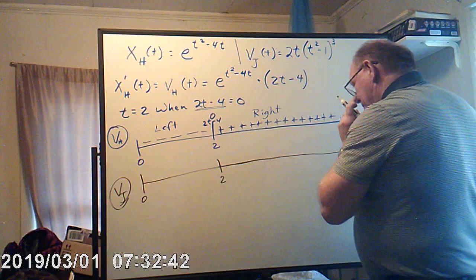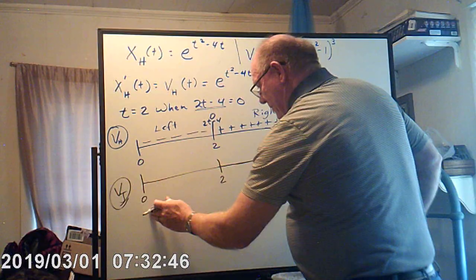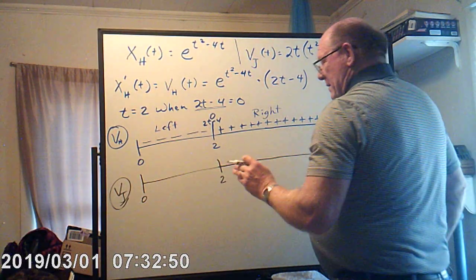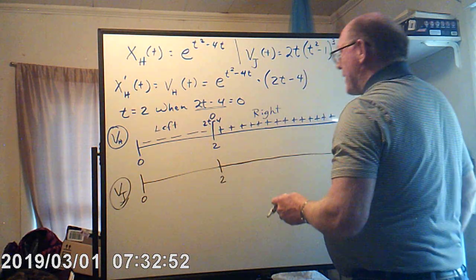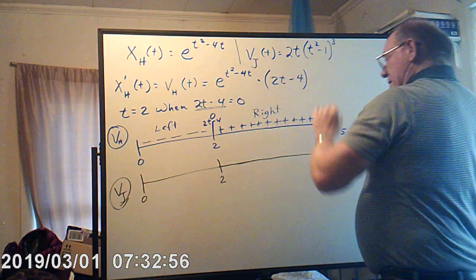All right, there it is. Not gonna look pretty, but it's all right. We got it. All right, so from 0 to 2, 2 to 5. Now let's look at it. Now here's J.